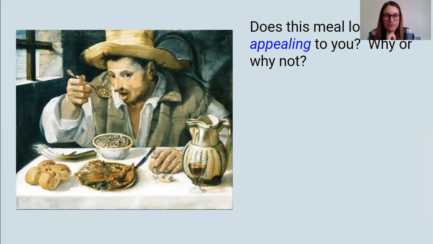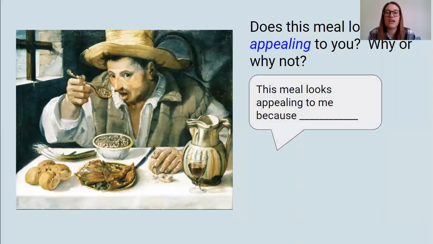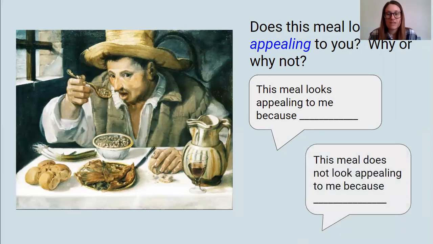Why or why not? I'm going to ask you to use a sentence frame and say your sentence out loud. You'll either say, this meal looks appealing to me because, or this meal does not look appealing to me because. So I'll give you an example. I'm going to choose this meal looks appealing to me because there are a lot of different foods on the table. Now it's your turn, second grade.